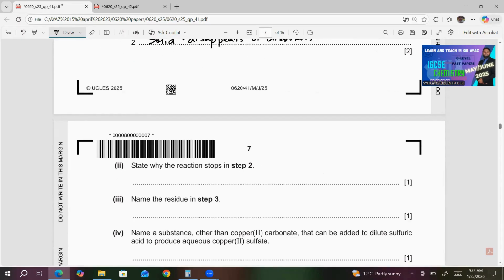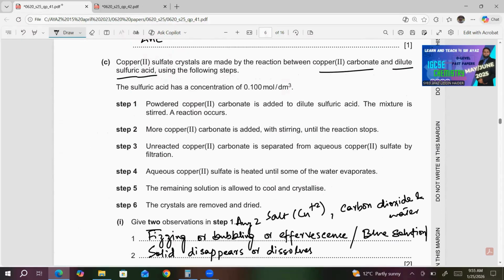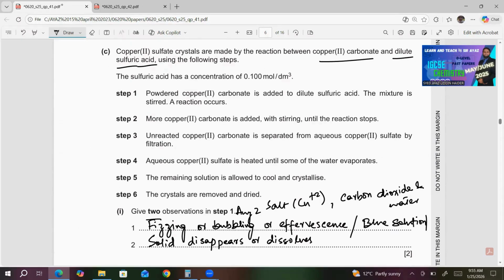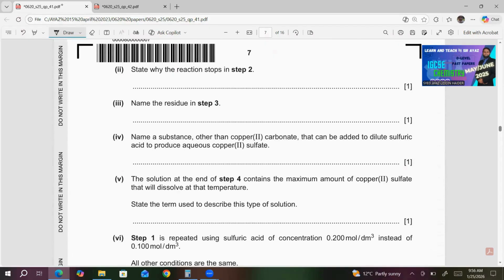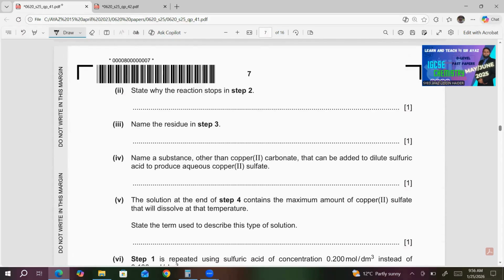Two, state why the reaction stops in step 2. Definitely all the acid has reacted. If you look at this, all the acid has reacted. That's why this reaction stops, because they have added more copper 2 carbonate until the reaction stops. So it means that all the acid has reacted. Acid is the limiting reactant in this. All the acid reacted.